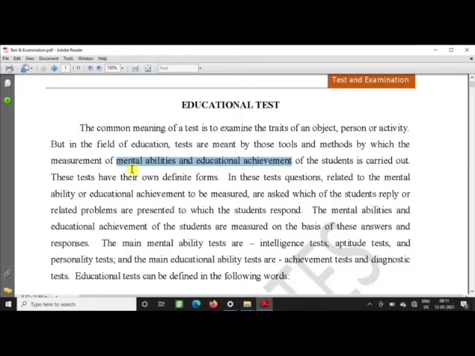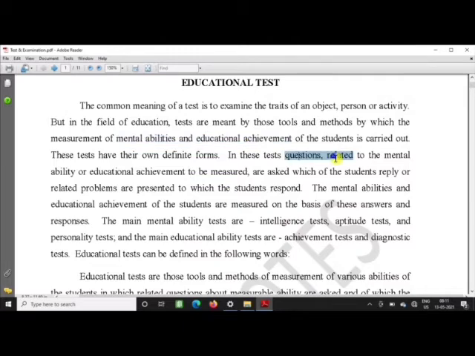So how do we do that? We conduct a unit test, class test, or any kind of test in school during the class hour, or at the end of the session. When you do such kind of tests, you will be measuring their mental abilities, and also you will be checking their educational achievement. All right.